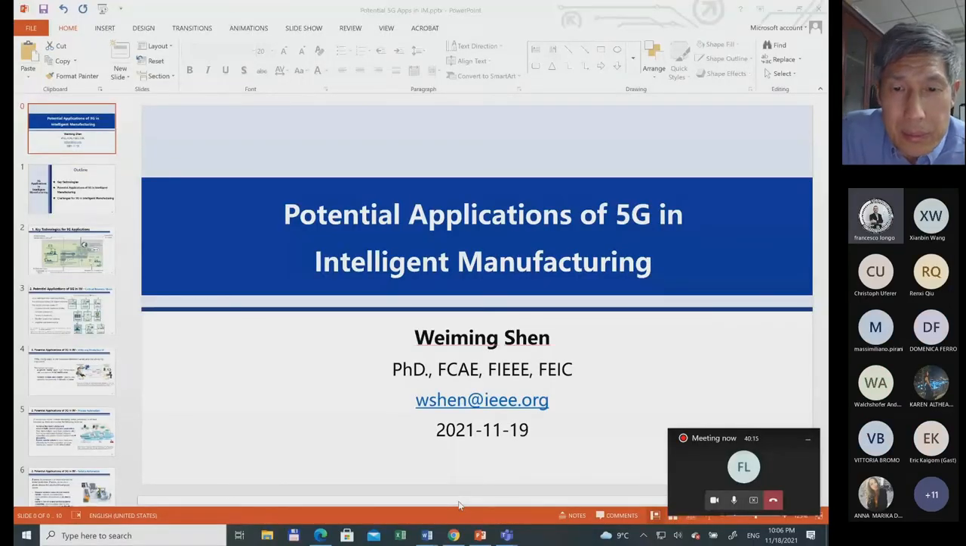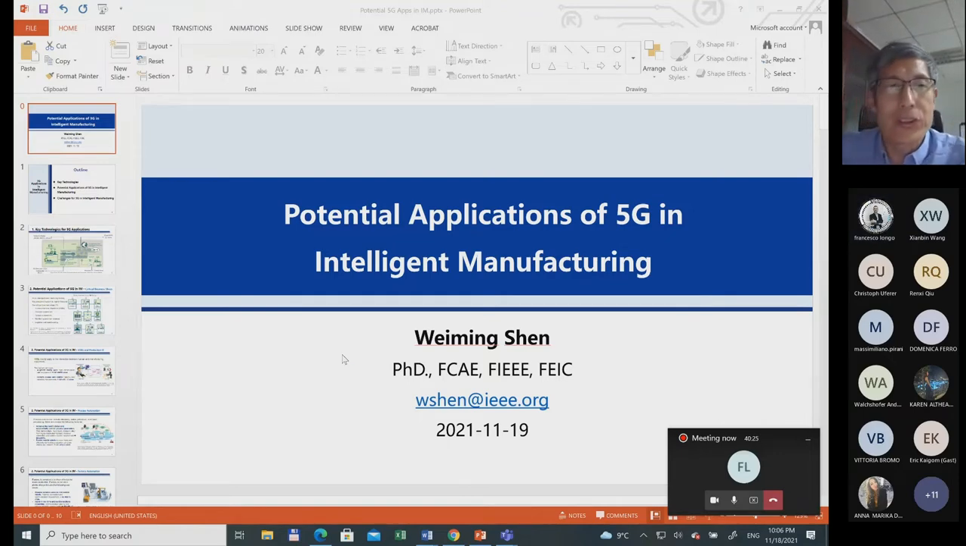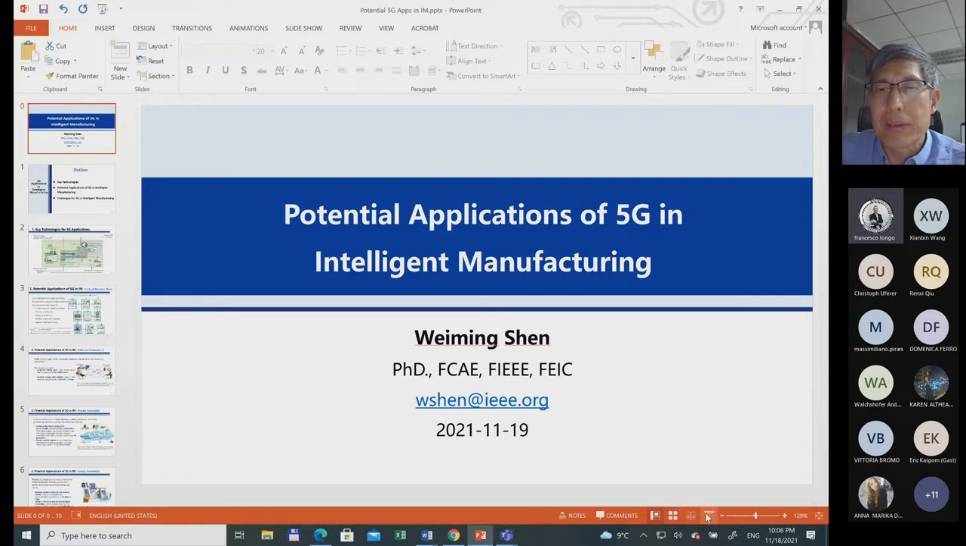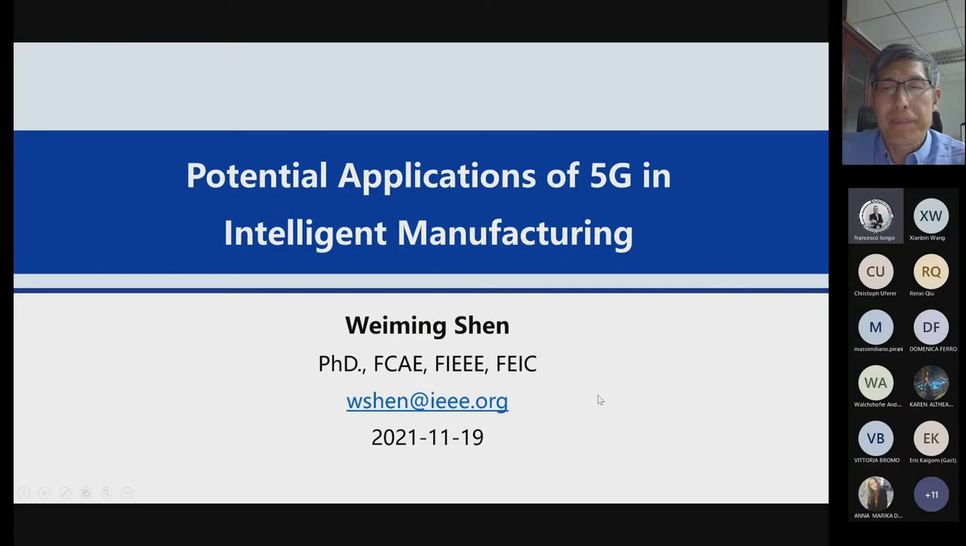I'm trying to show my screen? Not yet. Can you see my screen? There should be an arrow in the upper right part of the screen. Now it's coming. Thank you. I never use Microsoft Teams to share screen. So you can see my screen, right? I have to start my presentation, right? Yes, we can see it. Okay, thank you.